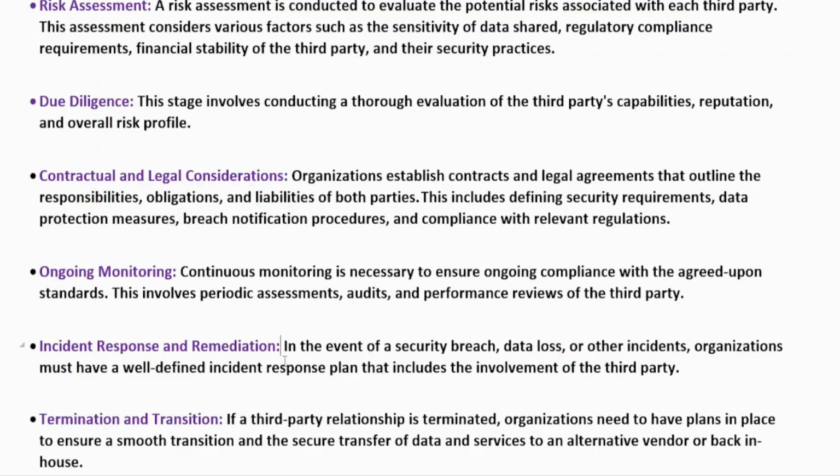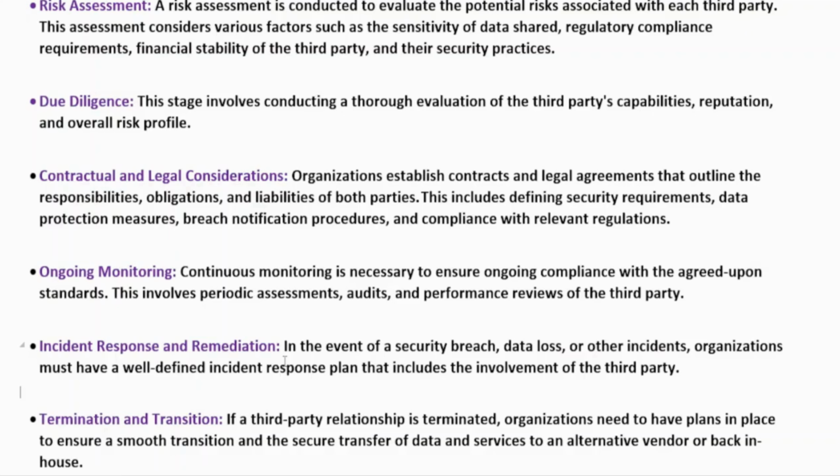Then we have termination and transition. If a third party relationship is terminated, organizations need to have plans in place to ensure a smooth transition and the secure transfer of data and services to an alternative vendor, or back in house. In our example of a bank, if the bank decides to switch to another payment processing company, or bring the processing in house, they must have a plan in place to ensure a smooth transition. It includes securely transferring customer data, coordinating the transition period, and ensuring continuity of service for customers.